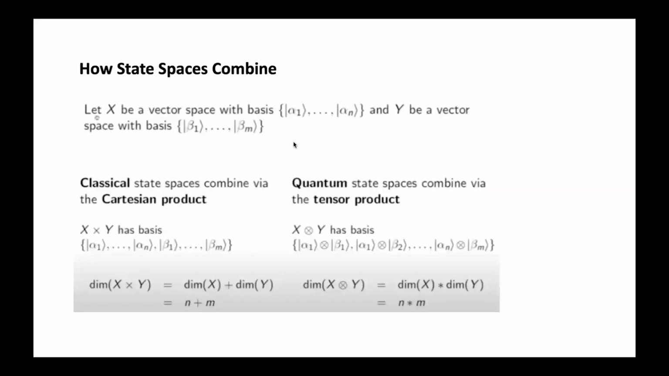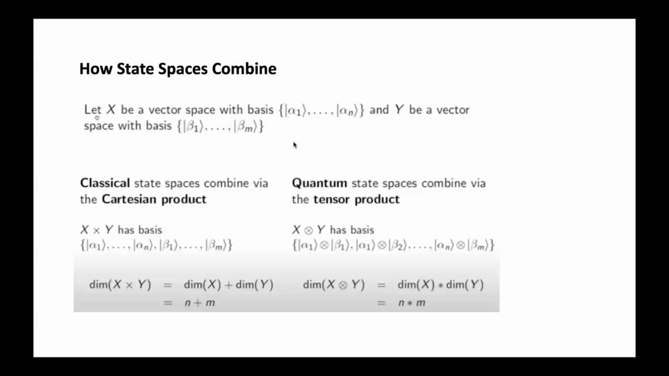So this is a slide that I also presented last time. The question that we tried to address was what happens if you combine multiple qubits together. And we're going to see more about this today. If we start with the vector space X, with the basis alpha 1, alpha 2, alpha n, and the vector space Y with the basis beta 1, beta 2, beta m, then X is an n-dimensional vector space because there are n elements in the basis, and Y is an m-dimensional space because you have m elements in the basis.